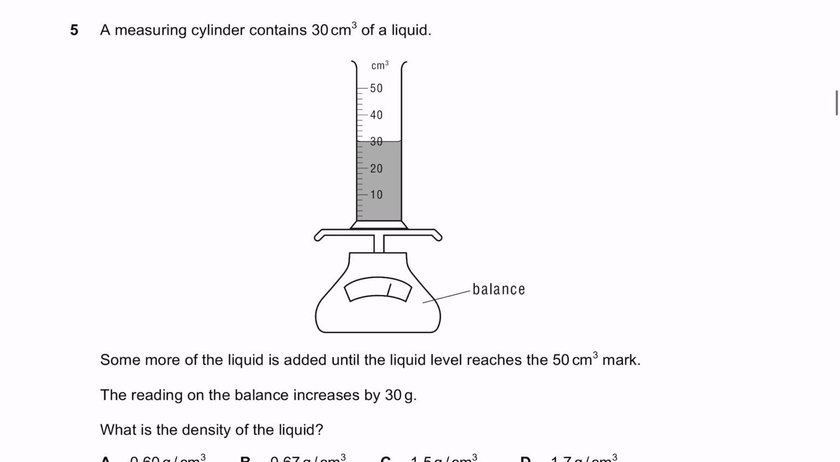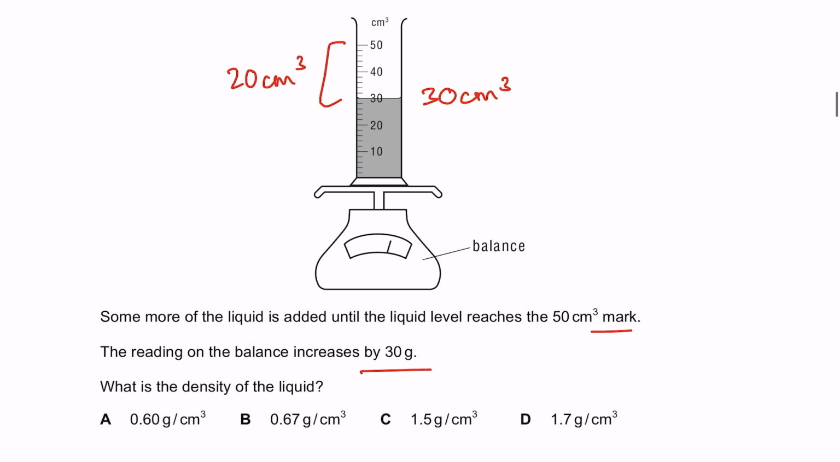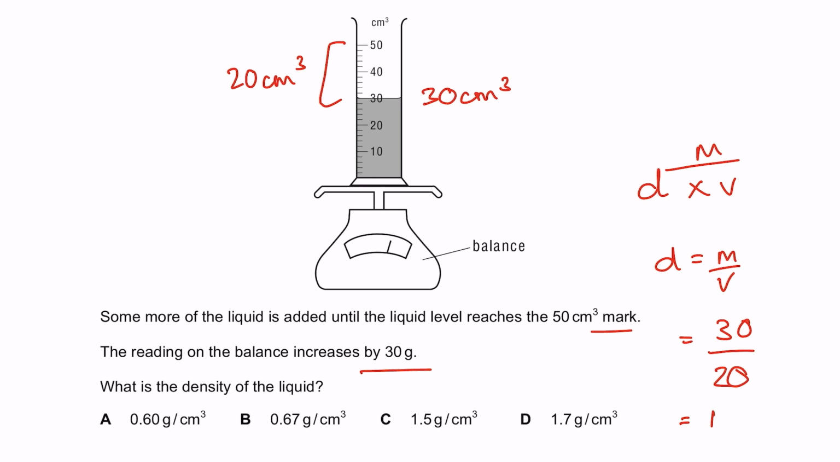A measuring cylinder contains 30 centimetres cubed of a liquid. Some more of the liquid is added until the liquid reaches the 50 centimetres cubed mark. The reading on the balance increases by 30 grams. What is the density of the liquid? So density is mass over volume. The mass is 30 grams. The volume has increased by 20. So the answer is 1.5.